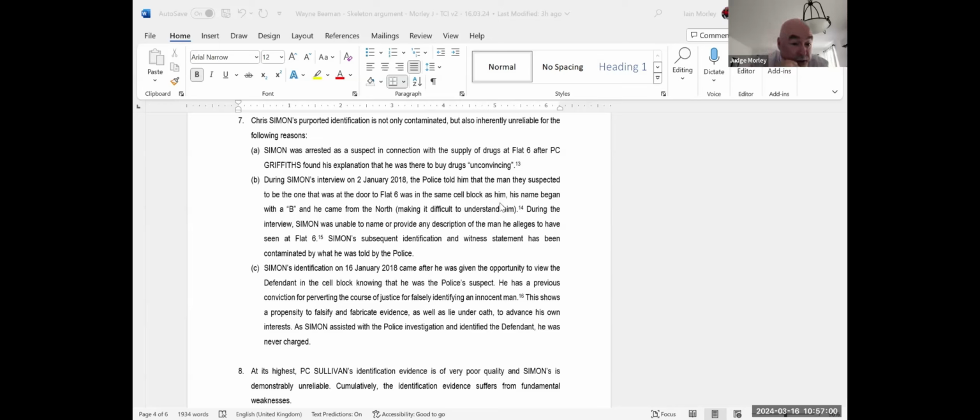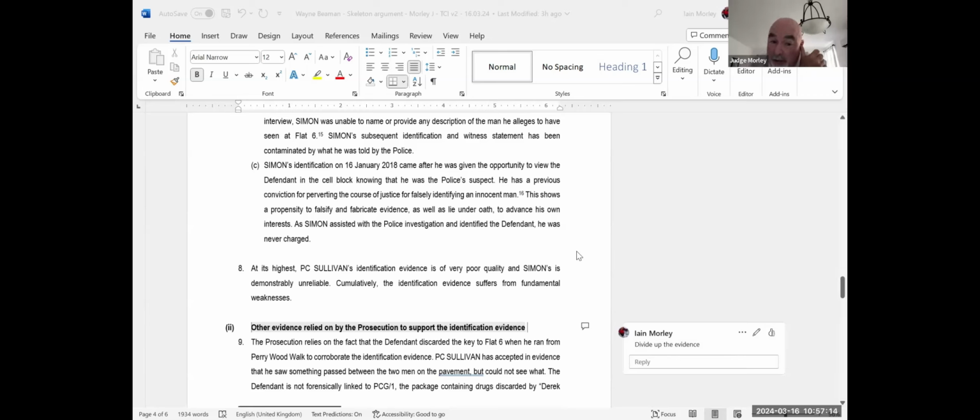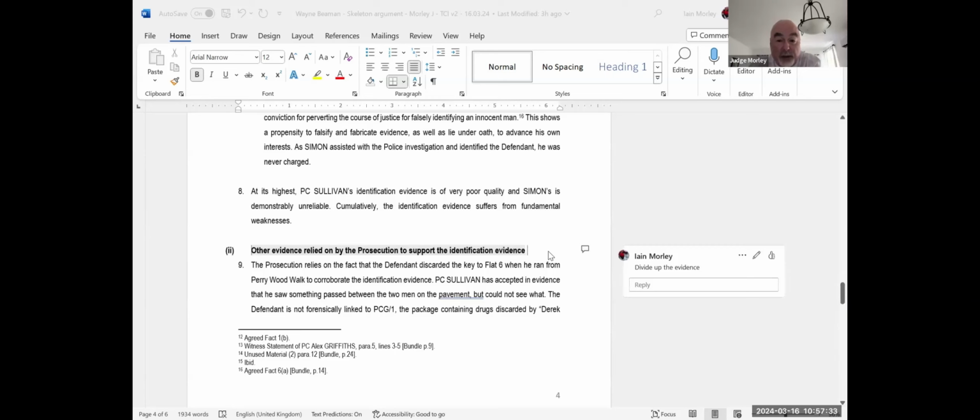He has a previous conviction, very helpful, for perverting the course of justice, for falsely identifying an innocent man. Different case. This shows a propensity to falsify and fabricate evidence as well as lie under oath to advance his own interests. As Simon assisted with the police investigation and identified the defendant, he was never charged. Paragraph 8. At its highest, PC Sullivan's identification evidence is of very poor quality, and Simon is a demonstrably unreliable witness. Cumulatively, the identification evidence suffers from fundamental weaknesses.